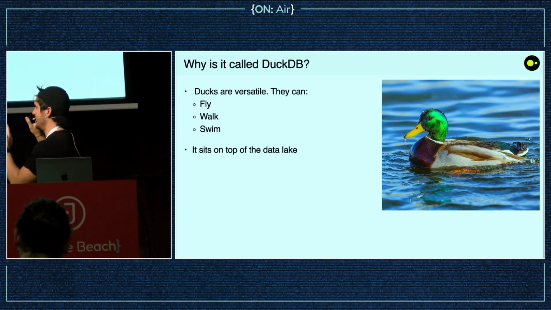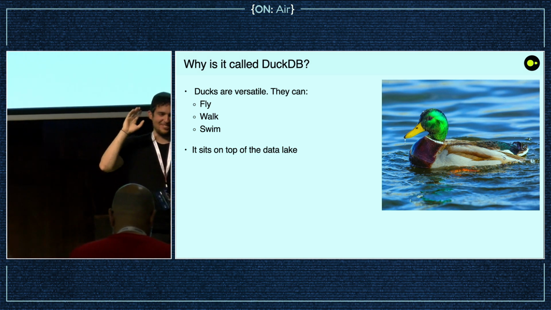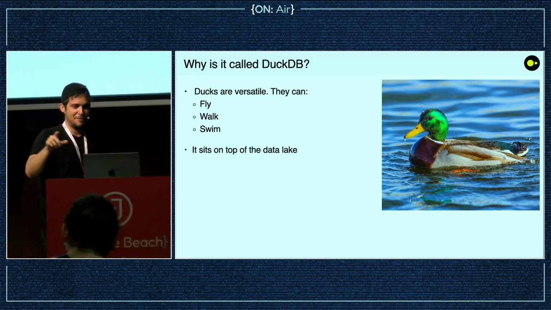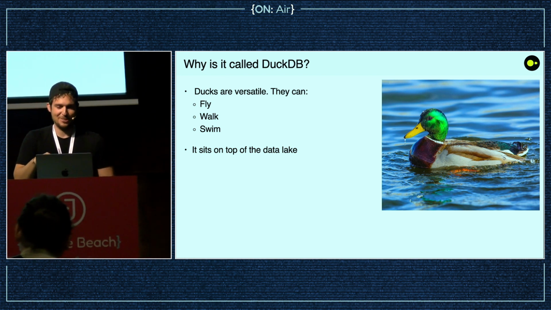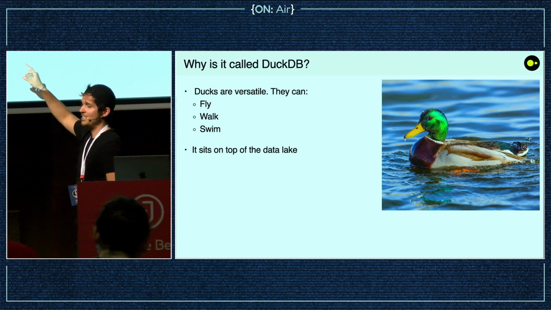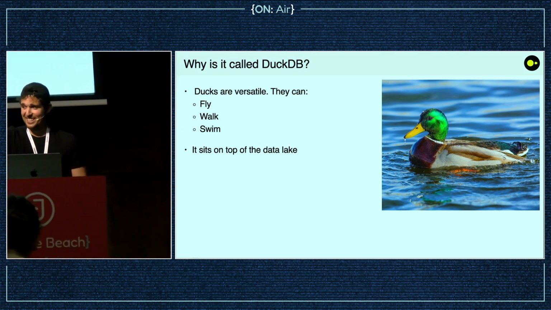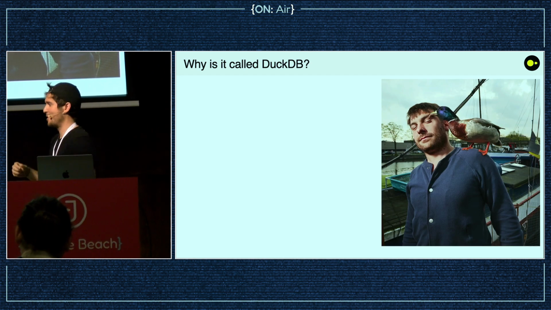And this is just to get this out: why is it called DuckDB? Because I always get this question, so this is not the question that I'm going to get today. If someone already sent it through the Google Docs, I'm sorry, but I'm going to answer it now. The reason is because ducks are versatile. They can fly, they can walk, they can swim. They sit on top of the data lake. No, I'm joking. This is a corporate answer.